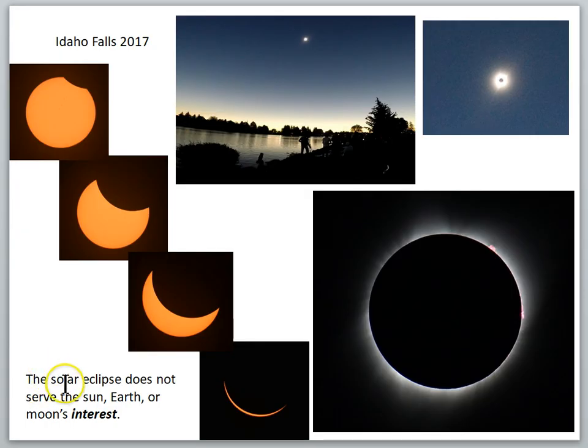The solar eclipse does not serve the sun, earth, or moon's interest. In 2017, there was a solar eclipse, and these photos were taken in Idaho Falls. Here we see the sun with the moon's shadow sort of increasing and blocking out the sun. Here's a picture of totality. We can see some of the solar prominences. This is a GoPro picture of the scene during totality. And zooming in, we see the moon in front of the sun here. But the point is, when we look around at the celestial objects, we don't detect purposeful behavior. None of these objects have an interest.